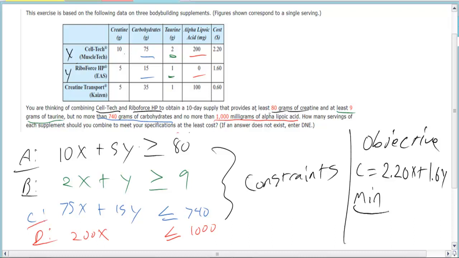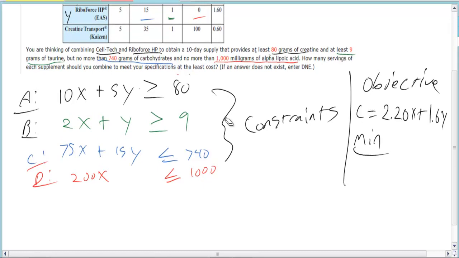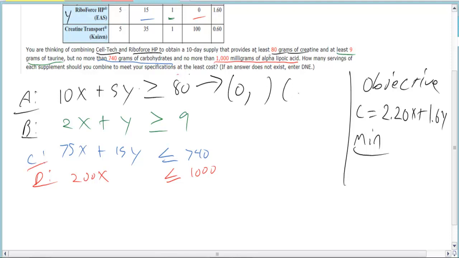Now we have to graph. The graphing is the fun part. Let me get rid of this constraints note here. For the first equation, I'm going to attempt to do this using the intercept method and see if I can get a good enough graph. I'm going to plug in 0 for X and 0 for Y and get the values. When I put in 0 for X, that's 10 times 0 is 0, plus 5Y equals 80. So then I divide by 5.